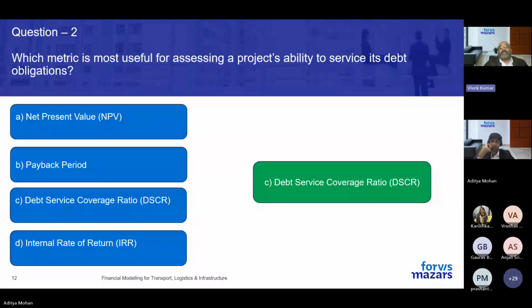So from financial modeling, you take one step ahead, and then you get what is called project structuring, your financial structuring. So your financial model helps you do that.